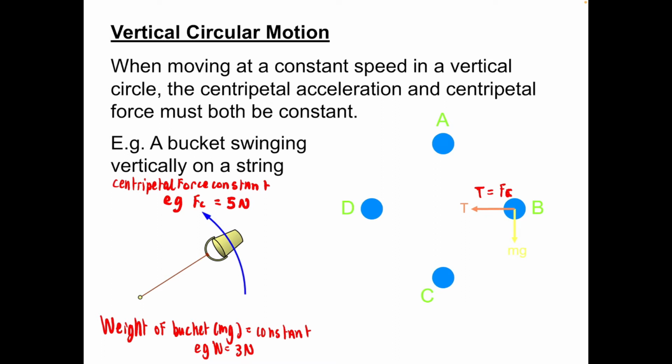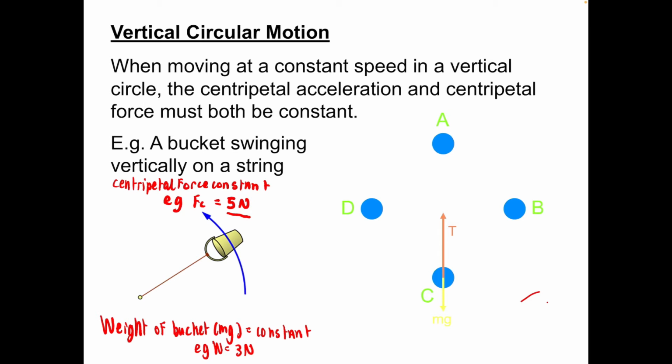Can you work out what's the tension at point B? So the tension at point B must be 5 newtons, as the tension is equal to the centripetal force, which we know is 5 newtons. Okay, let's have a look at the forces acting on the object at point C. Again, we have the weight of the bucket, which is acting downwards, and the tension on the string is causing our centripetal force, which is acting up.